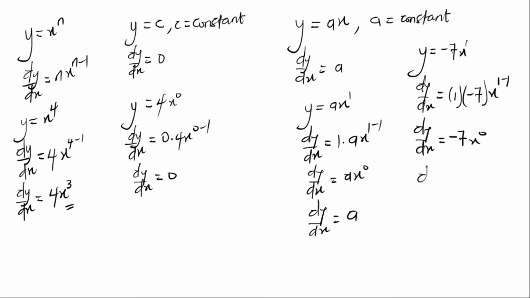And then we know our dy/dx becomes negative 7. Any number raised to the power 0 is 1, so we have 1 here. So finally, our dy/dx is equal to negative 7. Alright, so let's continue.